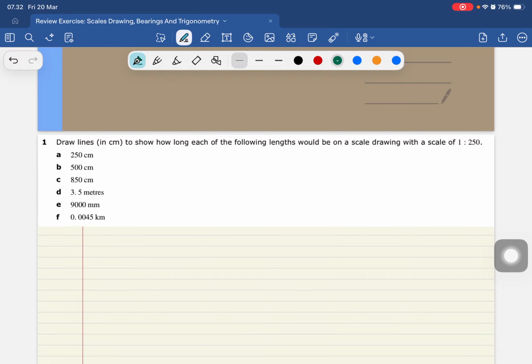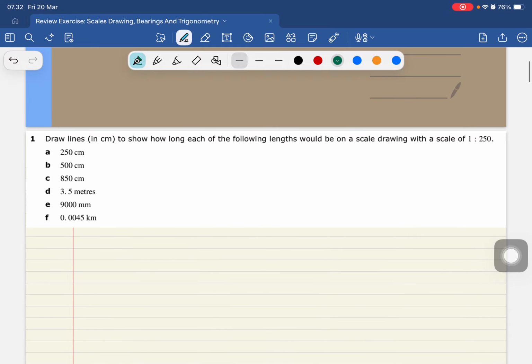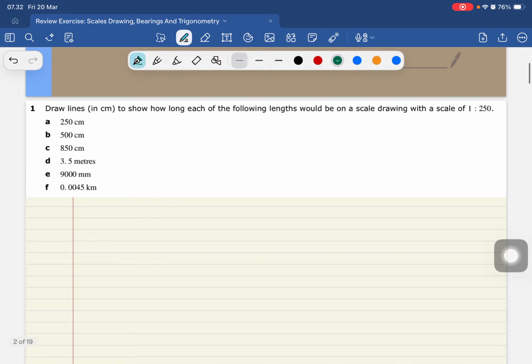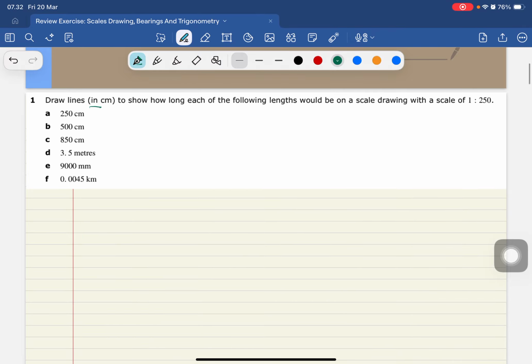Hi, in this question, I'm going to solve a review exercise for scale drawing, bearing, and trigonometry. So number one, we need to draw lines in centimeter to show how long each of the following lengths will be on the scale drawing. Okay, 1 to 250. So this we just multiply by 1 over 250. So it's going to be 1 centimeter.